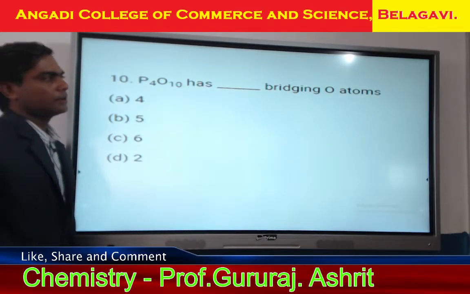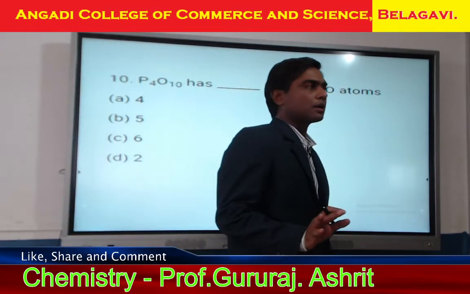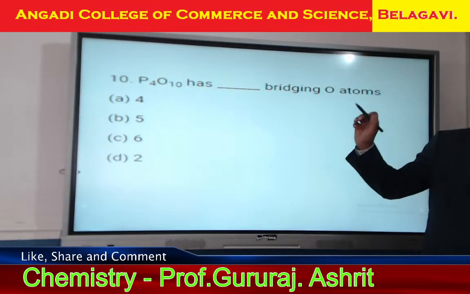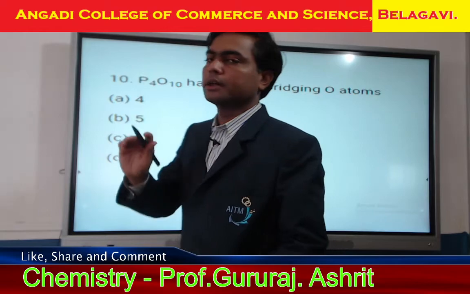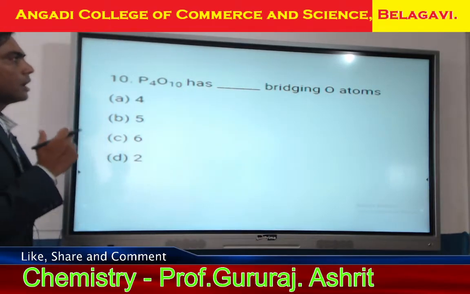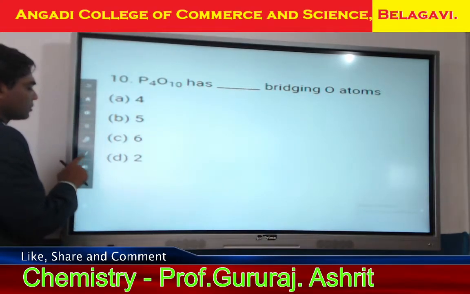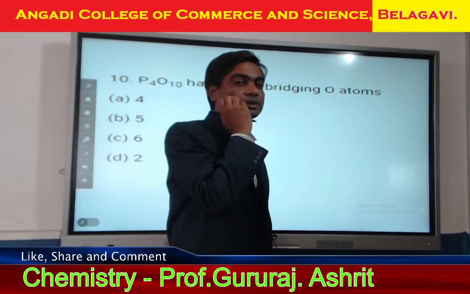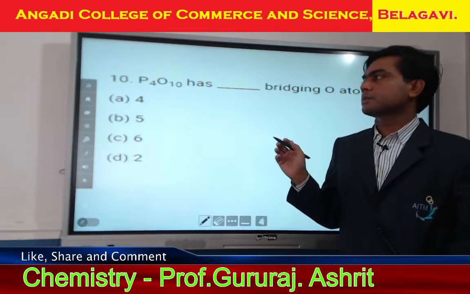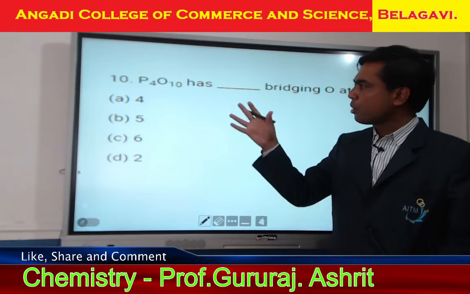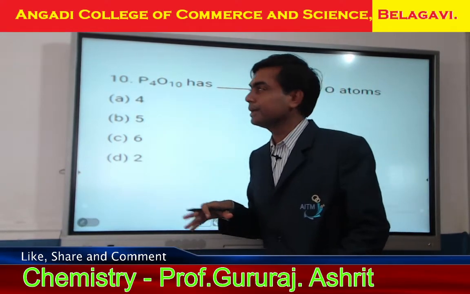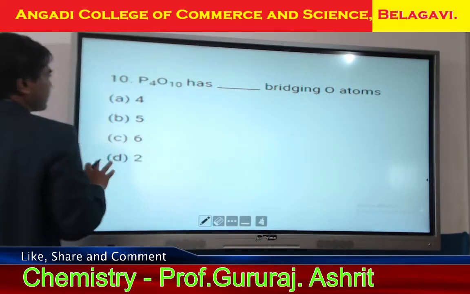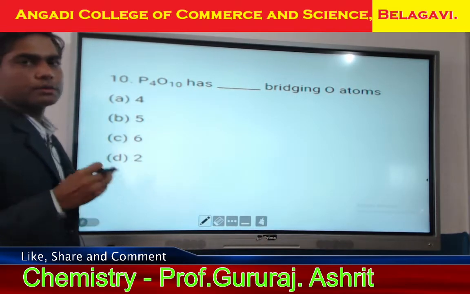P4O10 has dash bridging O atoms. In the first question we already learnt about P4O10, that is phosphorus pentoxide. Now he is asking the structure. For this compound, other types of questions are also asked in exams, like how many sigma and pi bonds P4O10 has. All those questions I will tell you here only. 4 phosphorus are there. You should make 10 oxygens bonded.